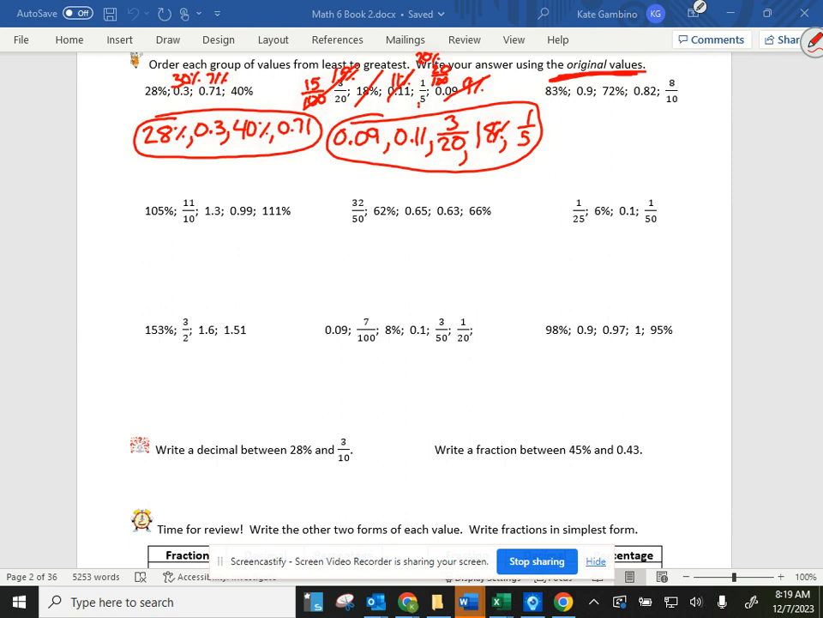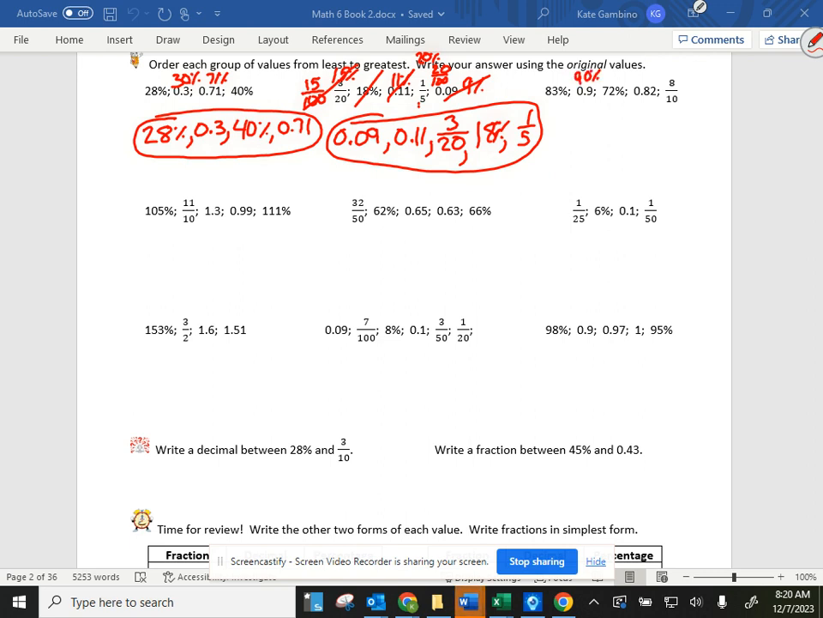83%, 9/10ths, 72%, 82/100ths, and 8/10ths. How should I convert this one? What do you think, Jimena? All right, let's go with percentages. 83% is already percent. Let me erase this so I have numbers right. What is 9/10ths? What percent is that, Jimena?